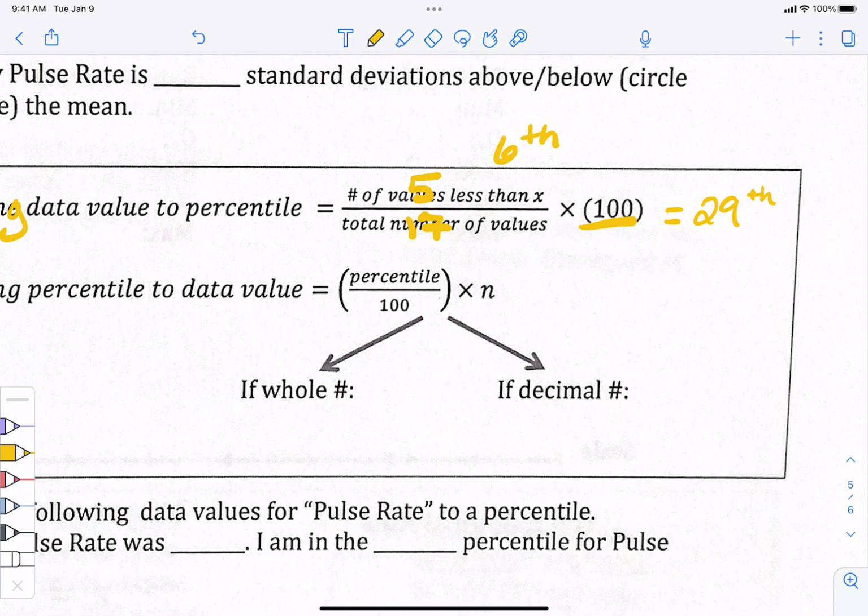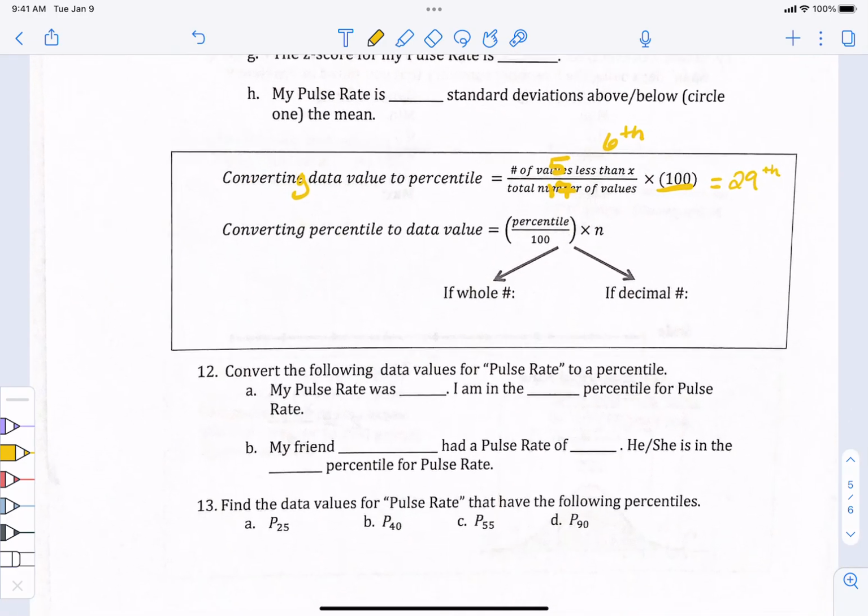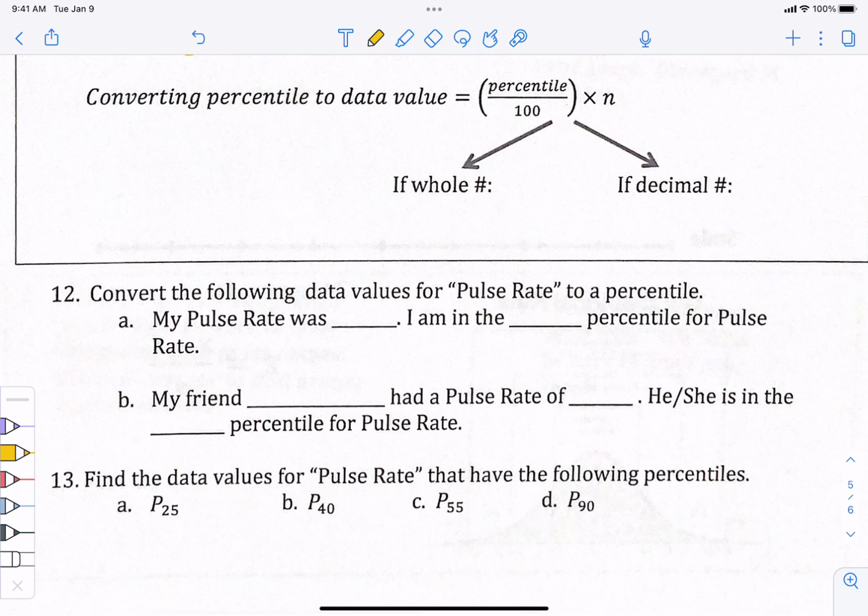Now, this part, if I'm asking about your values, like my pulse rate was blank. Unless somebody else has the same pulse rate as you, these should be different, right? So you can work together, but you can't work together. Does that make sense? I am in the blank percentile. Nobody should have the same percentile unless they have exactly the same pulse rate. I'm not sure if that happened.